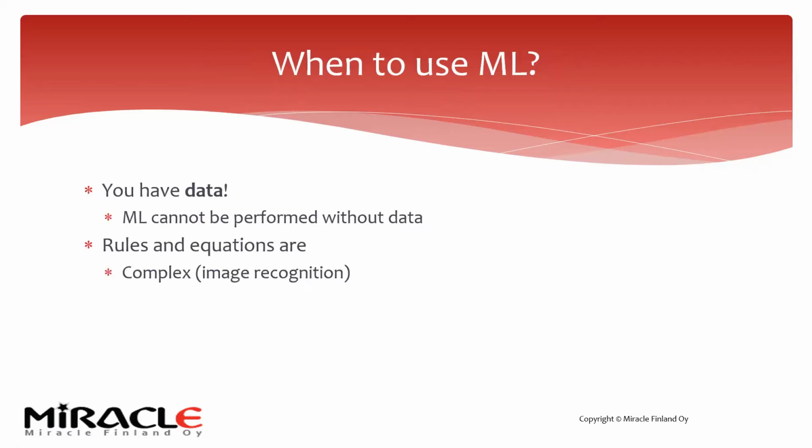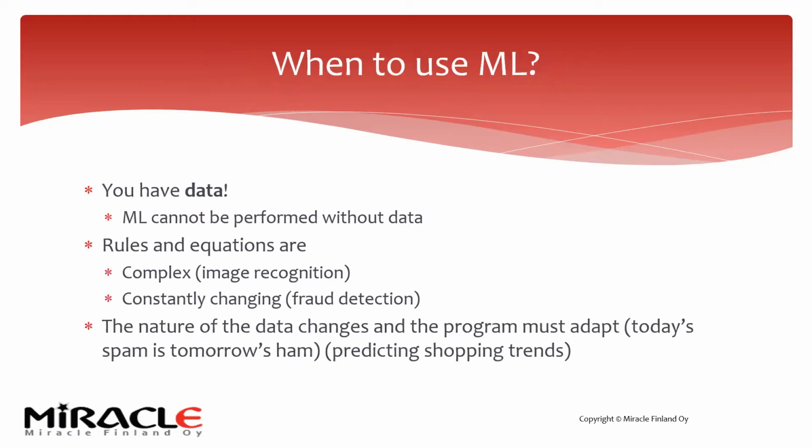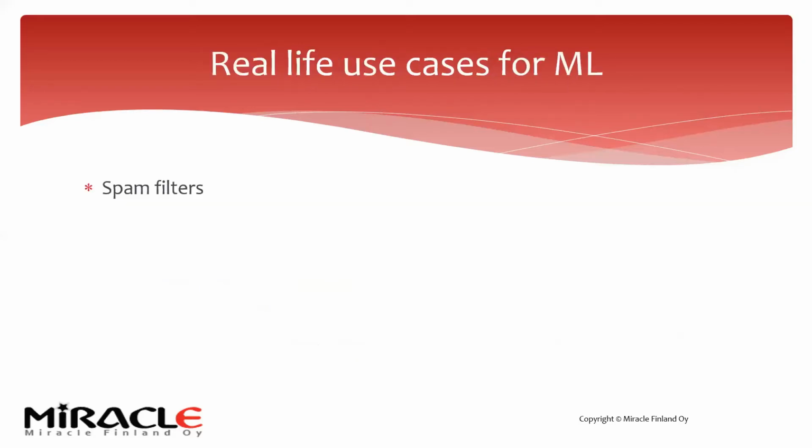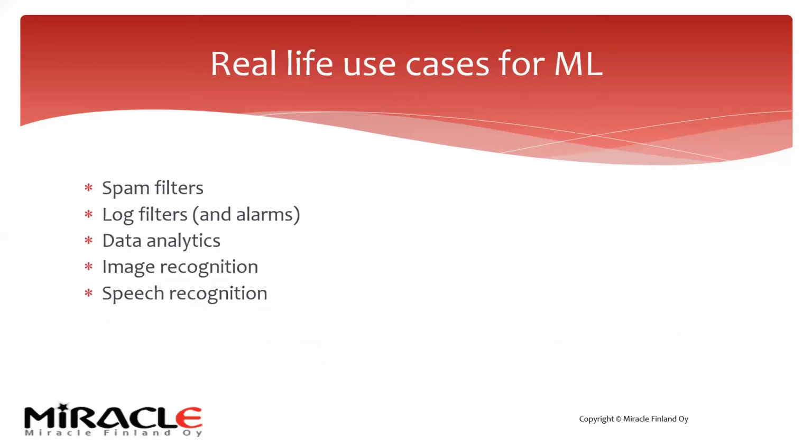When the rules and equations are complex, like maybe image recognition, or they are constantly changing, like fraud detection. So the nature of the data changes and the program must adapt to those changes. So these could be the situations for machine learning. But just remember, machine learning is not a silver bullet, and it's not a solution for every problem you have. Some real-life use cases could be spam filters, log filters or log alarms, data analytics, image recognition, speech recognition, medical diagnosis, robotics, all different kinds of things that have something to do with data and using that data even better than you do today.